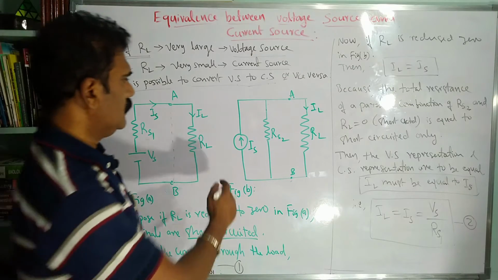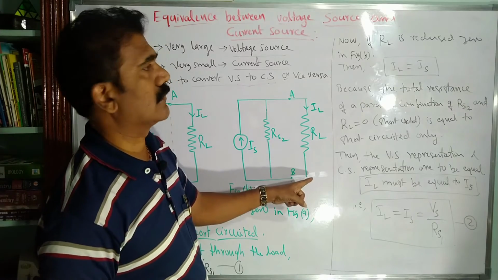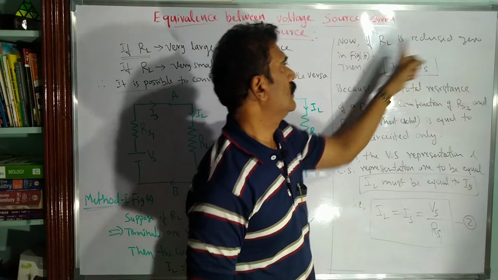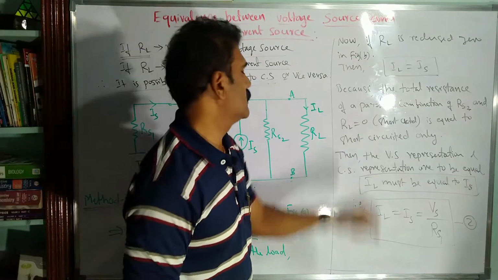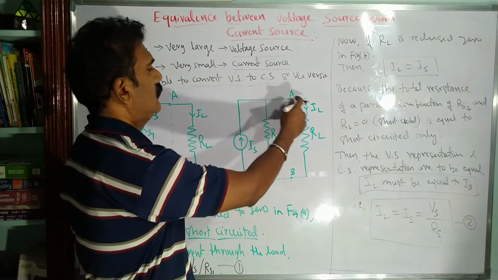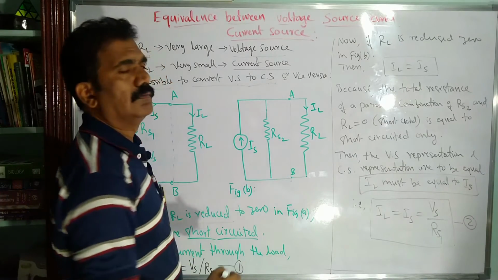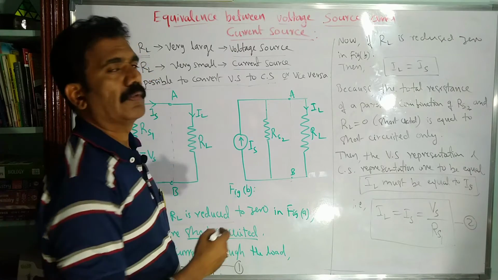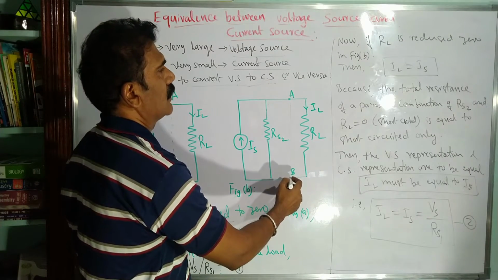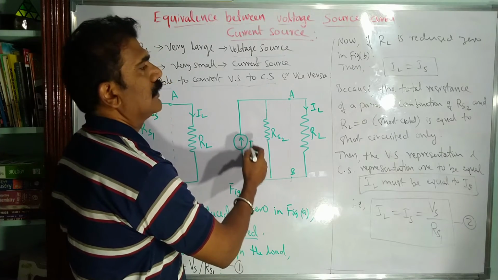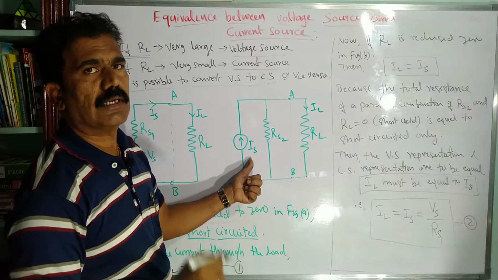Now coming to the second diagram, RL is again made 0. If RL is reduced to 0 in figure B, what is the current? The terminals are short circuited here also, right. The load current passing through the short circuited load is nothing but the current supplied by the current source itself. So basically it is considered as a current source here.